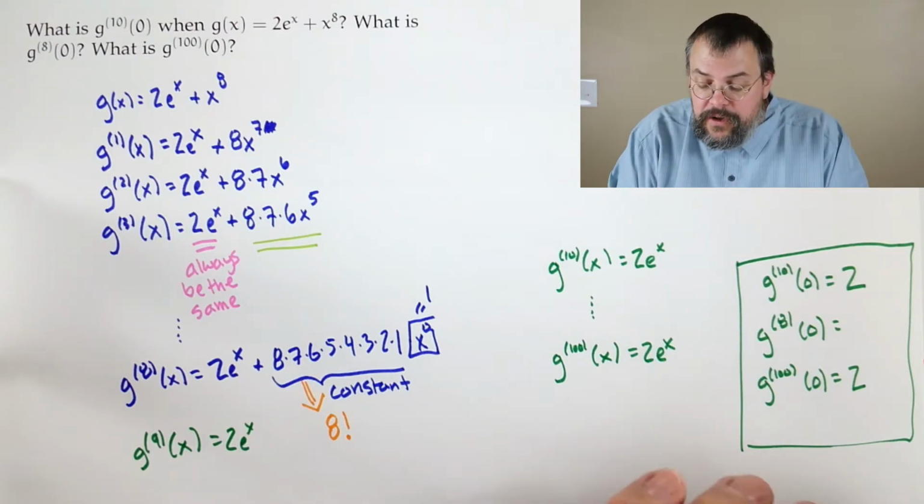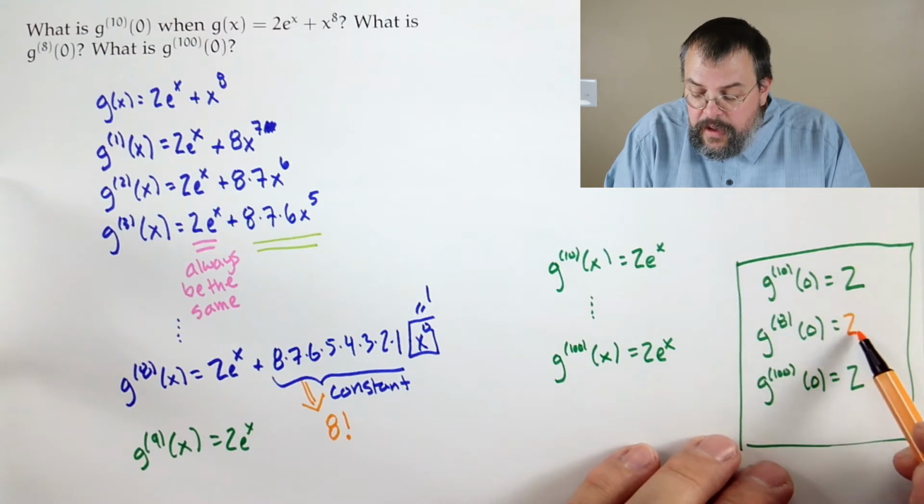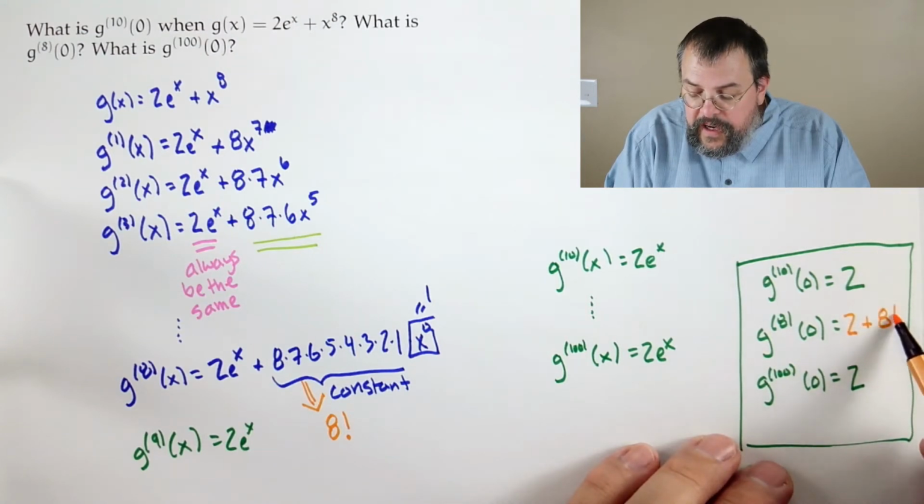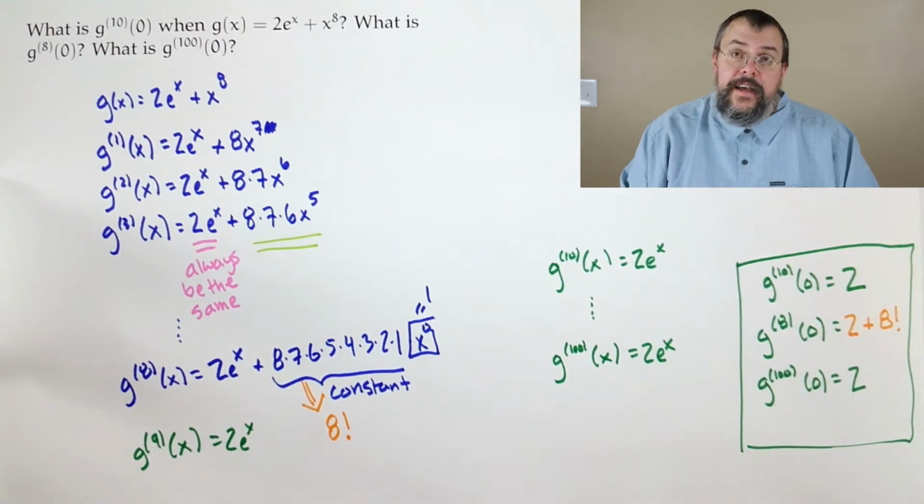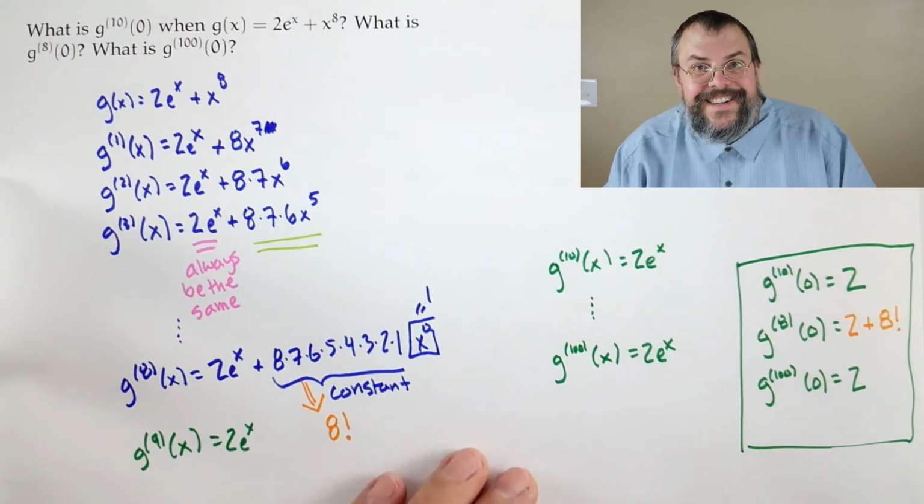So what's the 8th derivative turn out to be? Well, it's 2 plus 8 factorial. And that's the answer. All right, good, good.